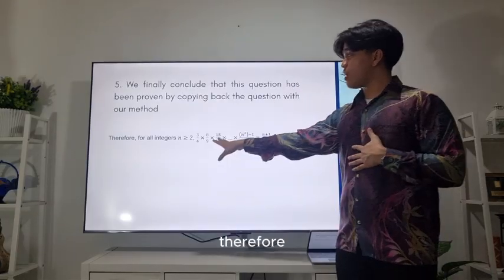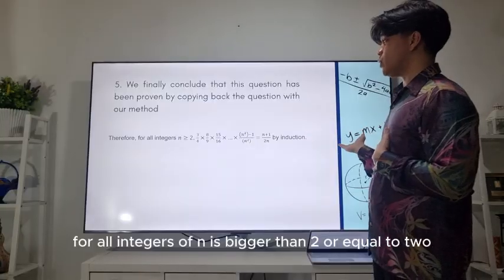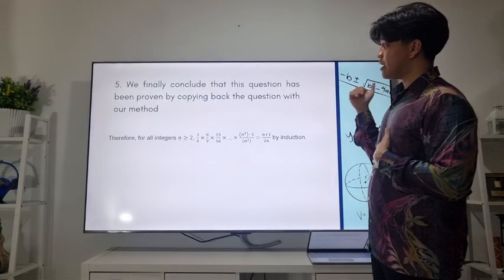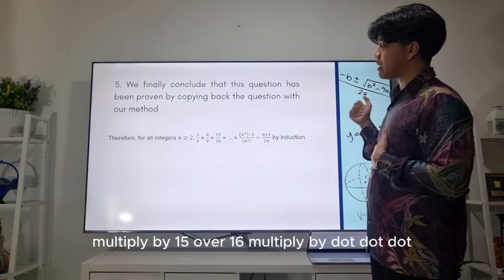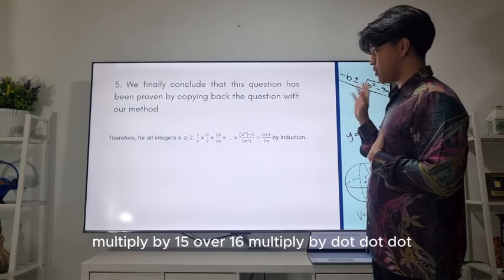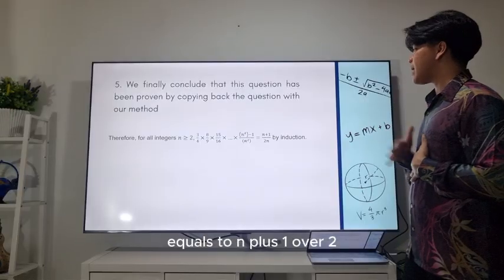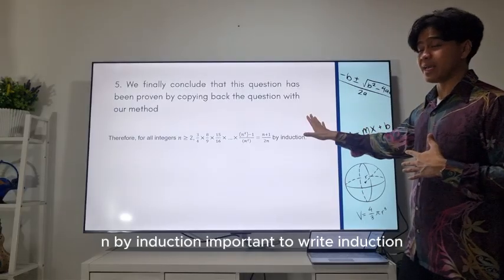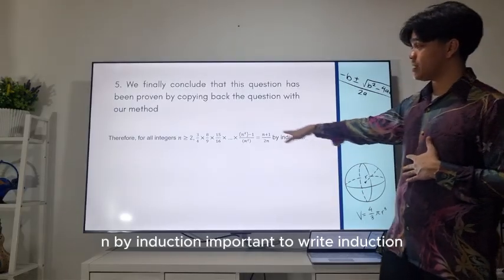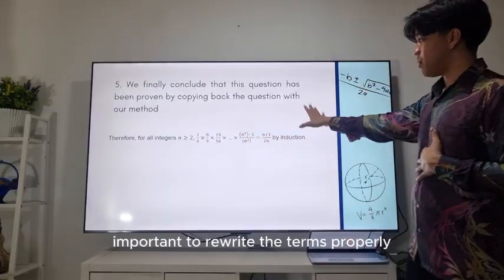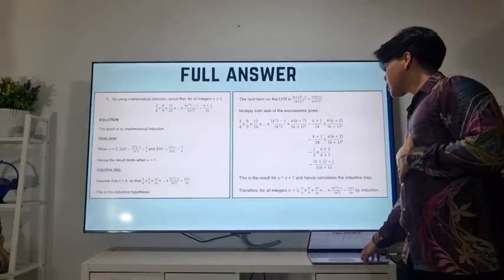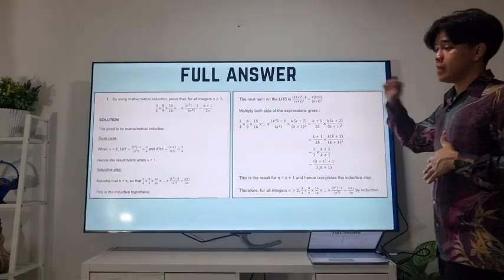Therefore, for all integers n bigger than or equal to 2, 3/4 multiplied by 8/9 multiplied by 15/16 multiplied by ... multiplied by (n squared minus 1)/n squared equals (n plus 1)/2n by induction. It is important to write induction, and important to rewrite the terms properly. This is the full answer.